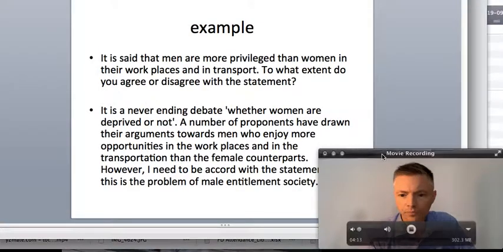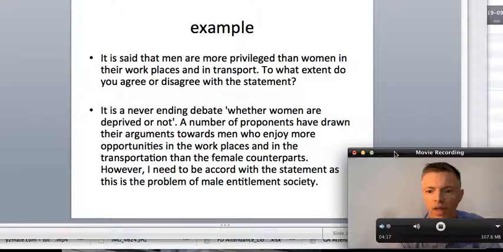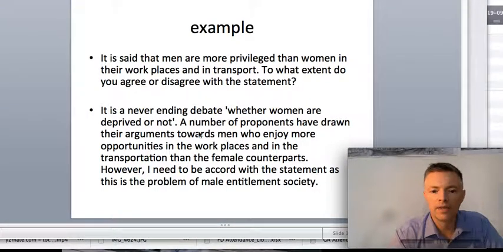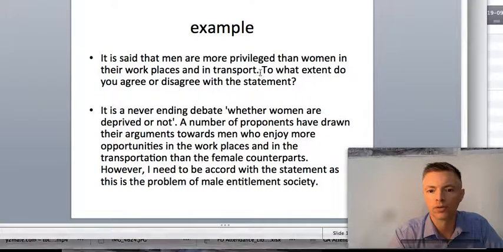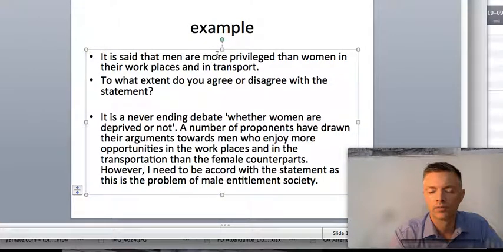So, move myself out of the way a little bit. The example says, it is said that men are more privileged than women in their workplace and in transport. To what extent do you agree with or disagree with this statement? Okay, so let's just agree, disagree. So our key points are men are more privileged. Okay, in workplace and transport, men are more privileged. Okay, this is the task response. This is what you need to respond to.